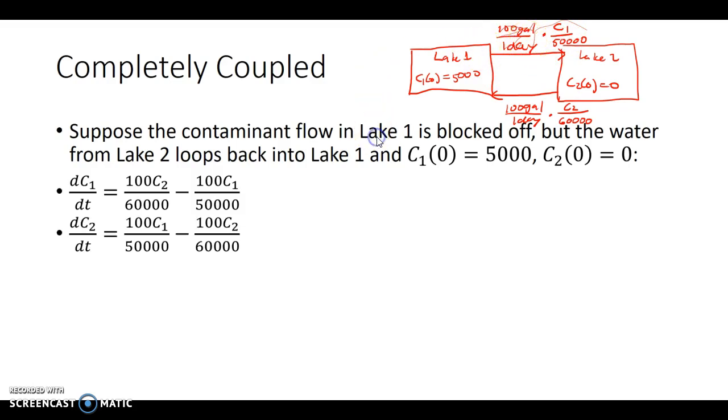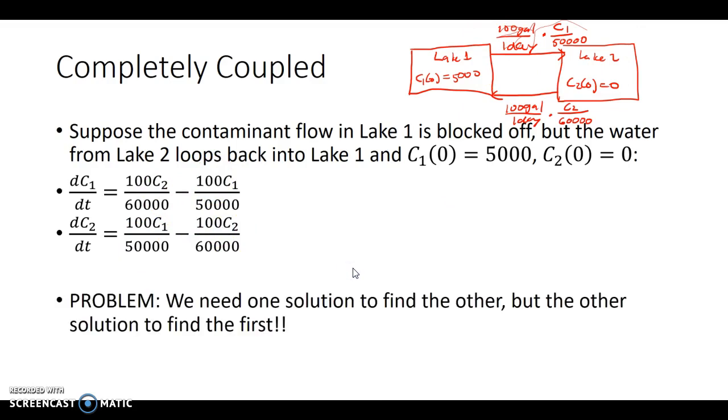If we further look at that for lake 2, we'll notice that it's the same terms, just inverted signs, because they're looping back and forth. This is a problem because realistically we can't solve the first equation until we solve the second equation and plug it into the first, but we can't do that until we solve the first equation. So we have a loop here that seems infinite, like a catch-22.